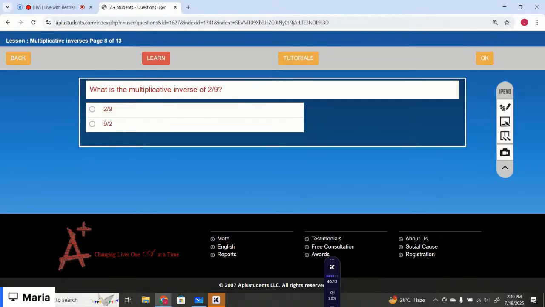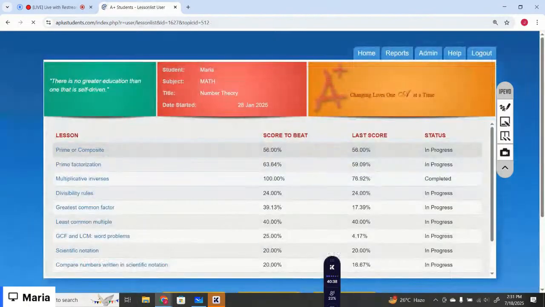What is the multiplicative inverse of 2 over 9? That would be 9 over 2. Option number 2 is the correct option. Okay, you can complete the lesson by yourself later today. Let me just move on to the next lesson.